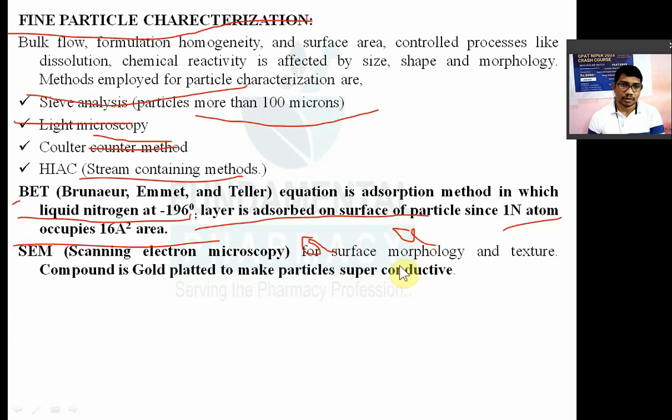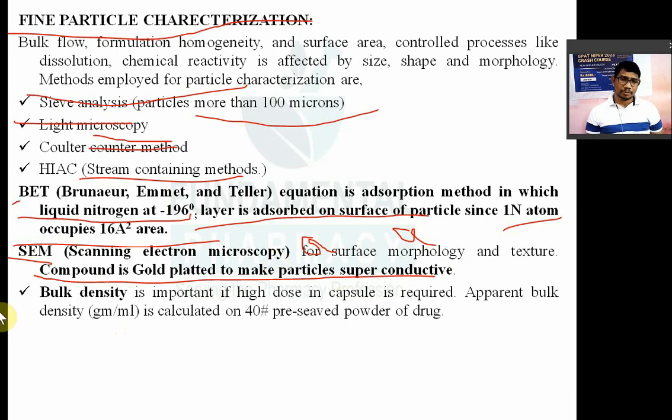Now scanning electron microscope: surface morphology, surface texture, it can be studied by scanning electron microscope. Compound is gold plated to make it conductive. स्कैनिंग इलेक्ट्रॉन माइक्रोस्कोप के नीचे जो भी कंपाउंड अंडर इन्वेस्टिगेशन है उसको गोल्ड प्लेटिंग करना है. क्यों? कंडक्टिविटी बढ़ता है उसका. बल्क डेंसिटी क्या होता है? बल्क डेंसिटी इज नथिंग बट द सिंपल मास अपॉन वॉल्यूम.